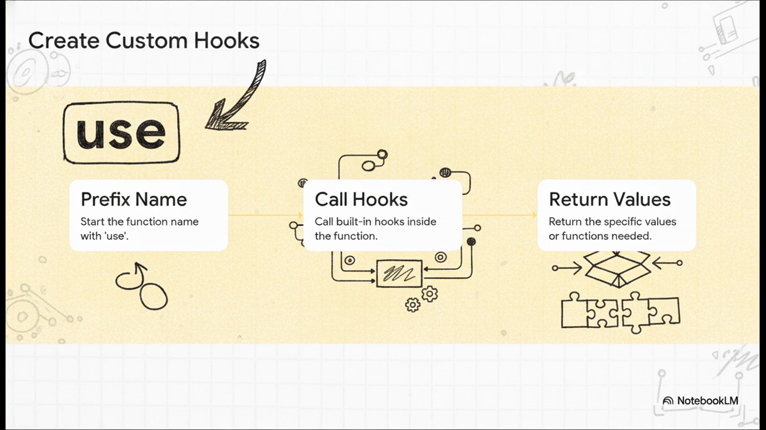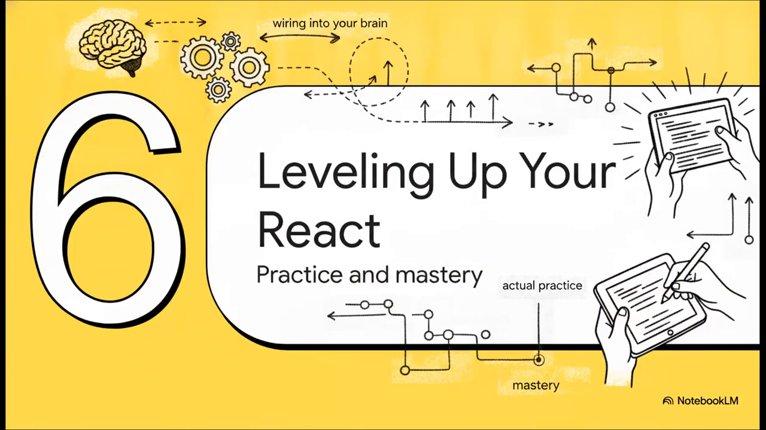You just start the function name with the word use, like useLocalStorage. You drop your state and effect logic right inside that function, and then just return the values you need. Instantly, you have a clean, reusable block of logic that you can share anywhere across your entire application without ever duplicating code. It's brilliant.